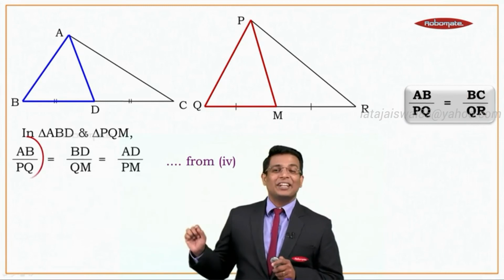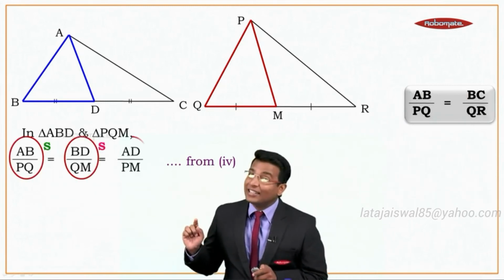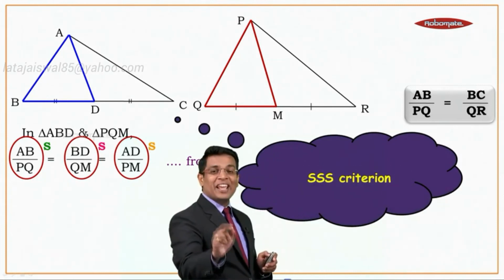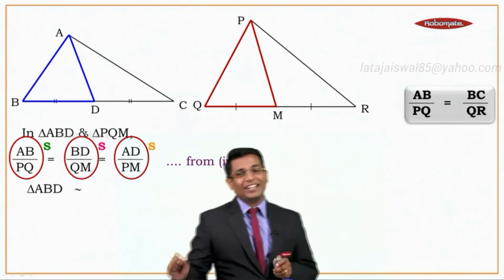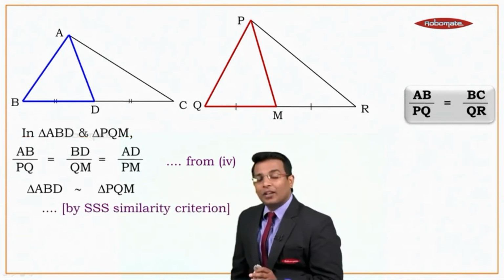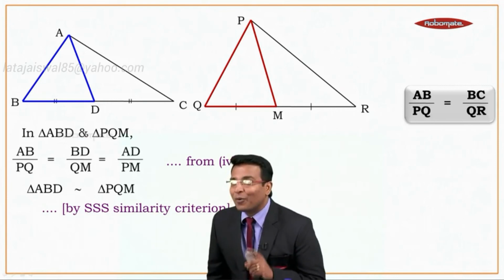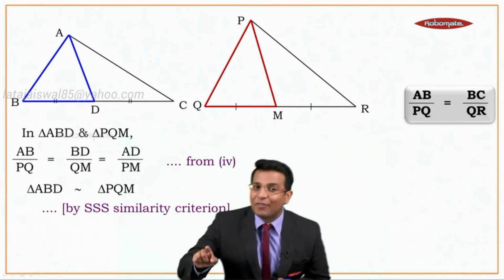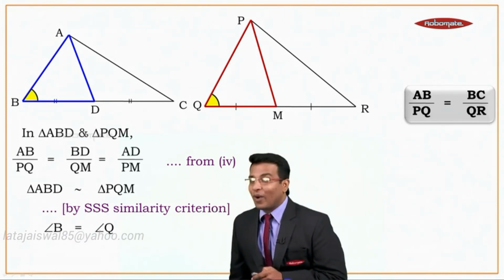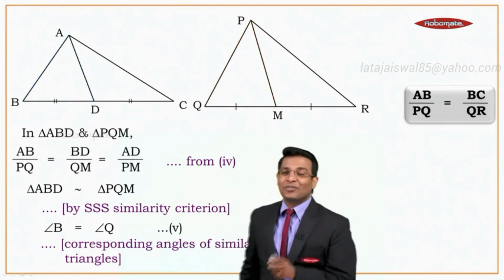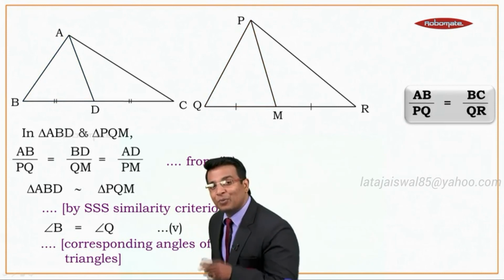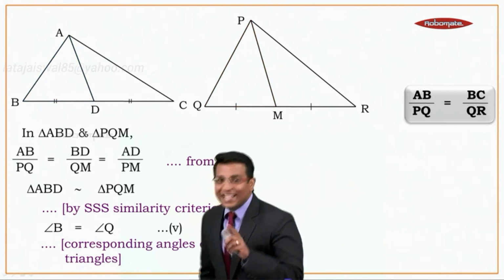That means now we say these two triangles, are they similar? Yes, they are similar. You know by which criterion? They are similar to each other by SSS similarity criterion. So we write that the triangles are similar to each other by SSS similarity criterion. But why did we do this? We wanted angle B equal to angle Q. Now can we say that? Yes, we can say angle B is equal to angle Q, because they are the corresponding angles of similar triangles, and that happens to be our statement number 5. Is this going to help us prove triangle ABC similar to triangle PQR? Yes, let's do that now.